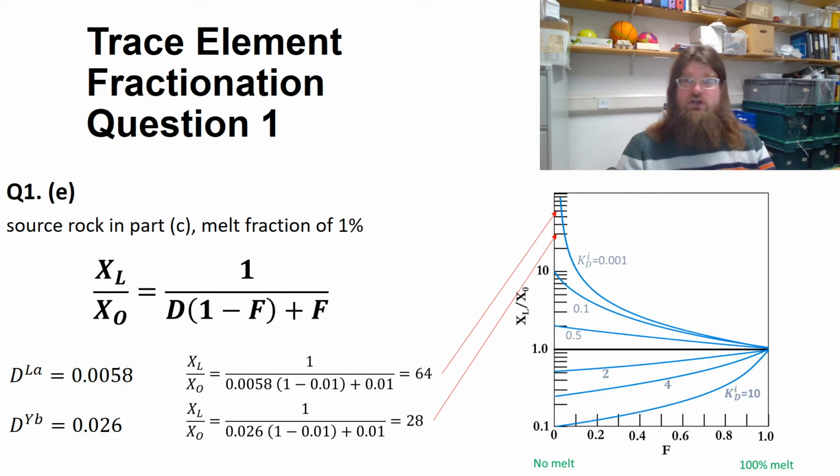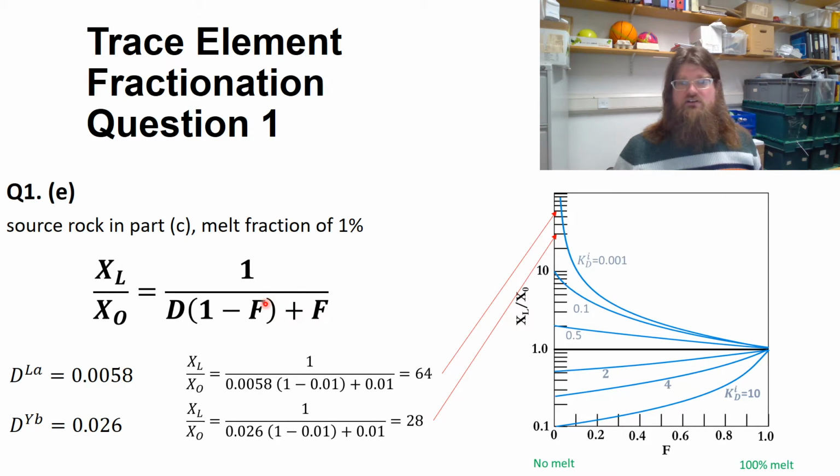Now you could calculate how much the concentration will change if you wanted to. People did do this, which was great. So looking at this equation up here, this is telling us the concentration in the melt, the liquid, divided by the concentration in the original unmelted rock. So the ratio of enrichment or depletion is equal to this equation, which we showed in the lectures. And we can plug in the numbers that we know.